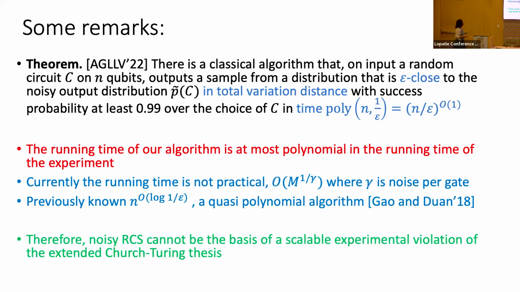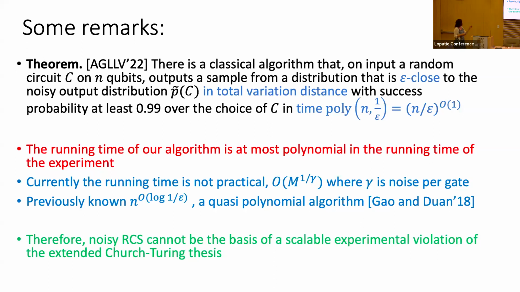Good. So some remarks. The running time of our algorithm is at most polynomial. It's currently not practical. The reason is that the time it takes is m to the 1 over gamma, where gamma is the error probability, so it has a large exponent. Previously it was known, not exactly in this way, but Gao and Duan, in a very beautiful paper, studied this motivated by a different thing, and their technique actually implies a quasi-polynomial algorithm, even though at that time they didn't know it, for various reasons that I can talk about later.